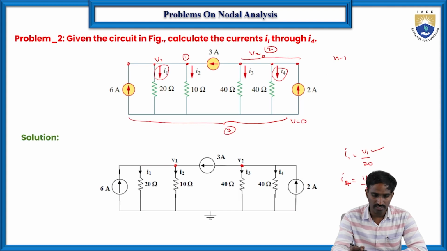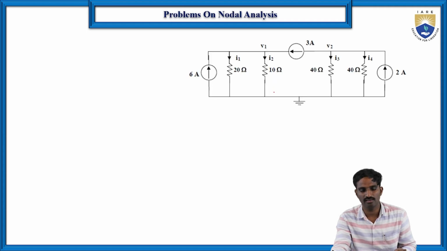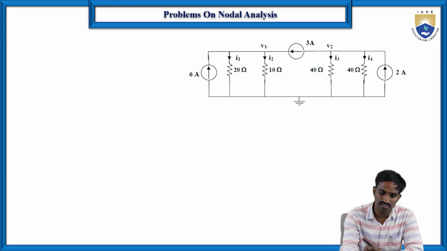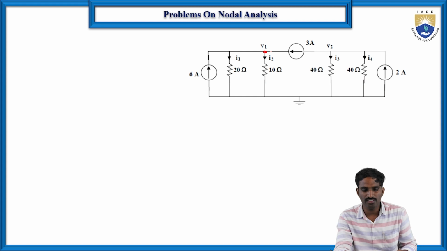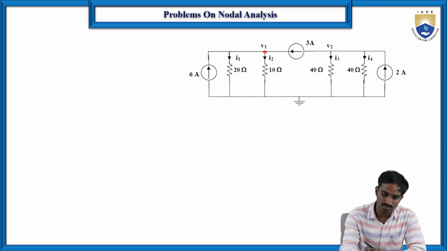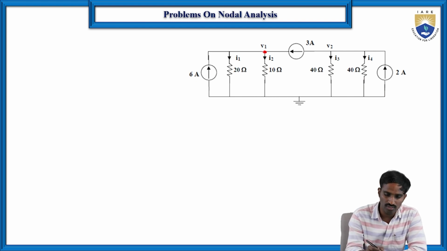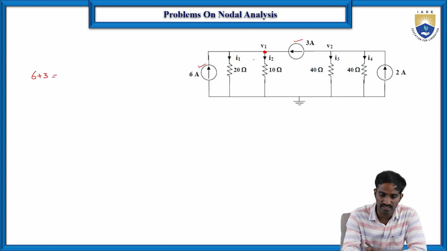Already they have given the current directions in each branch, so we need not represent the current branches again. At this particular node we are applying nodal analysis. Through this branch they have already given the direction, but it is in the opposite direction. So first let us write the currents entering the node. The currents entering the node are 6 amperes and 3 amperes, so 6 plus 3, which is equal to the leaving currents, which are I1 and I2.